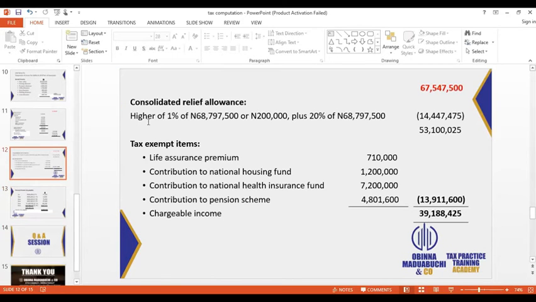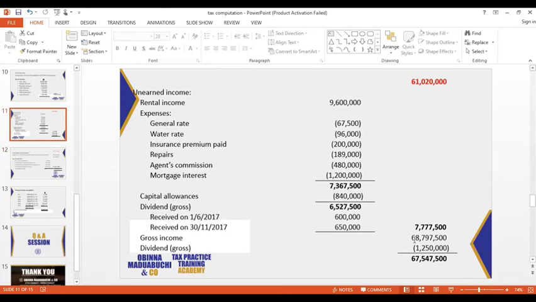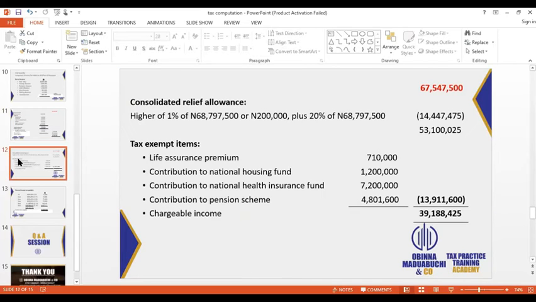It will be 200,000 plus 20% of our gross income. In this case, the gross income we are using here is the Pre-Finance Act figure, 68,797,500. This is the figure we are using, where my mouse is now. When you apply it, you are going to get a CRA of 14,447,475. That's what you will get. Now, when you get this, you are also going to deduct what we call tax exempt items.